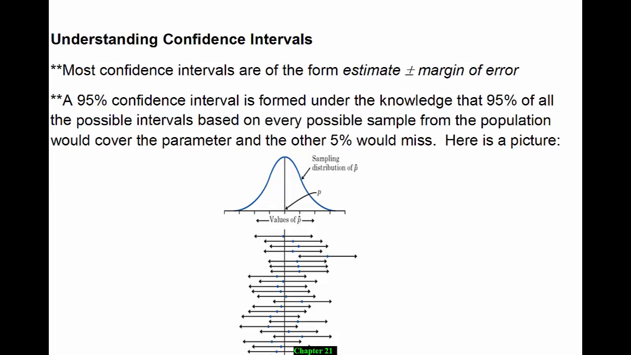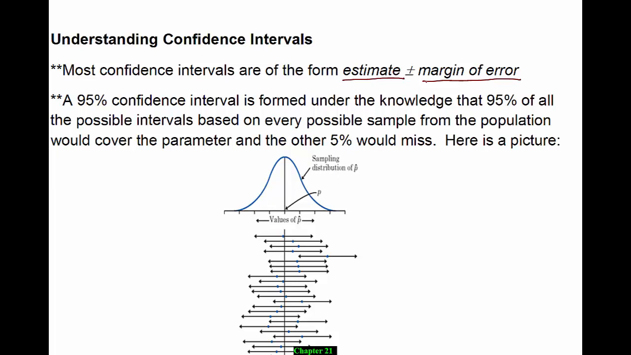Now we're going to talk about understanding a little bit deeper about confidence intervals. Most confidence intervals are of the form that we've been using, your estimate plus or minus your margin of error. A 95% confidence interval is formed under the knowledge that 95% of all the possible intervals, based on every possible sample from the population, will cover the parameter and the other 5% will miss.